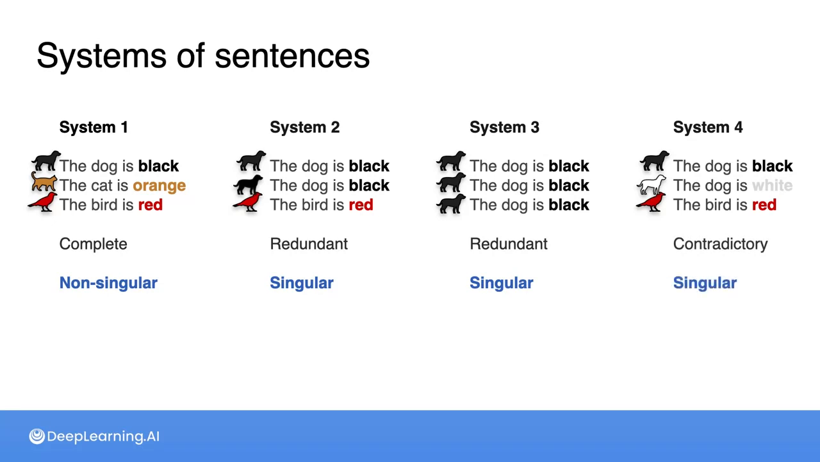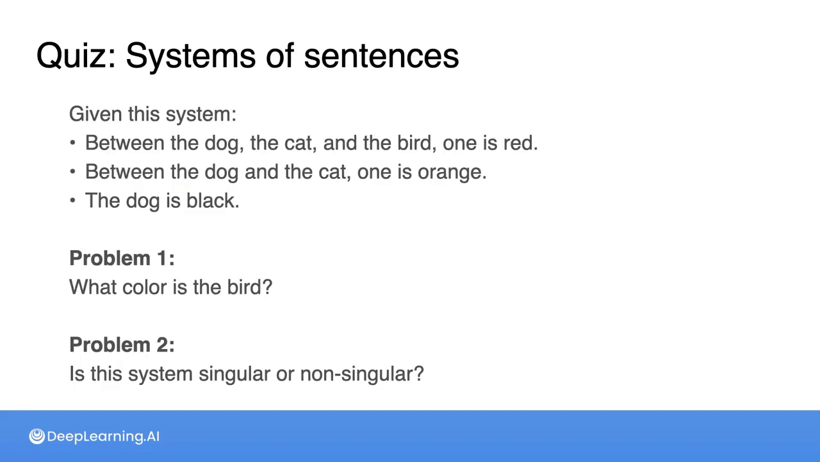Notice that the third system is more redundant than the second system, which has two sentences that say the dog is black. Is there a measure of how redundant a system is? And the answer is yes, and it's called a rank, but you'll learn this a bit later this week. And in terms of singularity and non-singularity, the terminology is exactly like before. The first system is non-singular, as it is complete, and the other three systems are singular, as they are either redundant or contradictory.